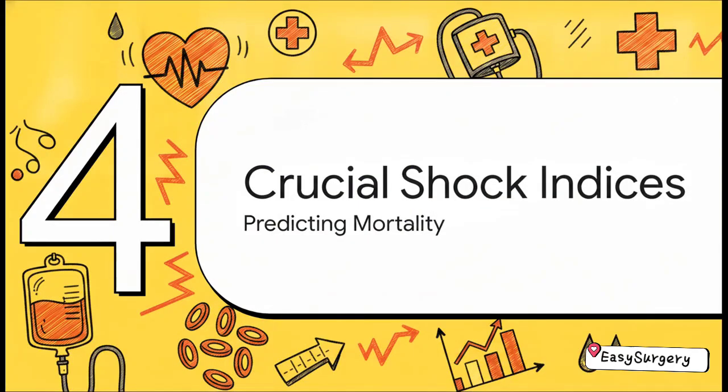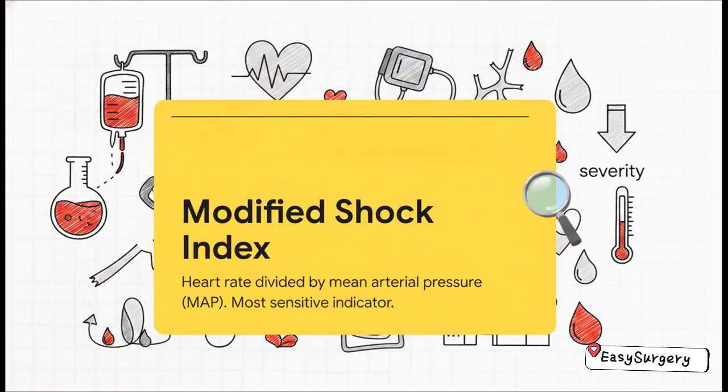Next up is Section 4, crucial shock indices. Let's do some vital clinical math to predict mortality and stability. While the standard shock index just simply divides heart rate by systolic blood pressure, the modified shock index divides heart rate by mean arterial pressure. Clinically, this is noted as the single most sensitive indicator of shock severity.